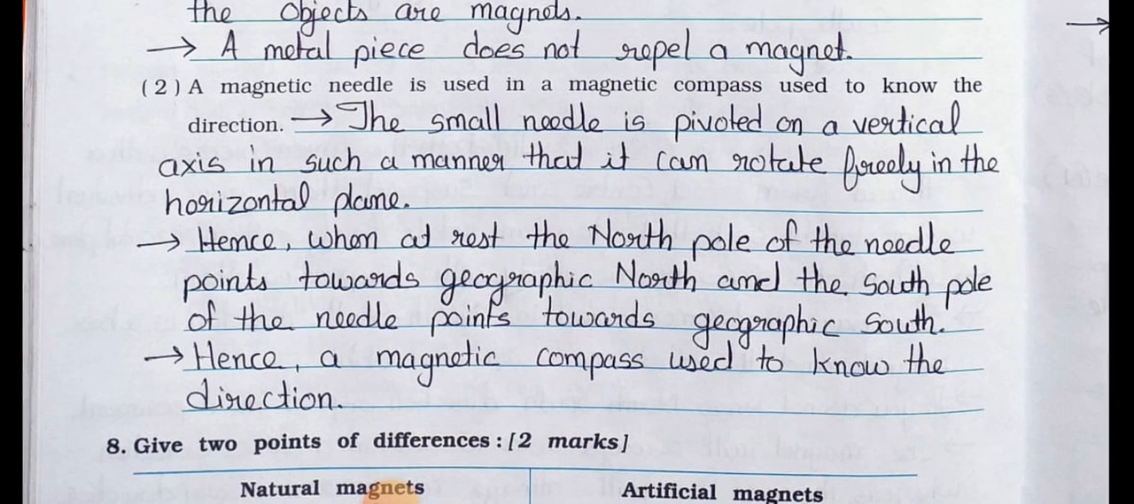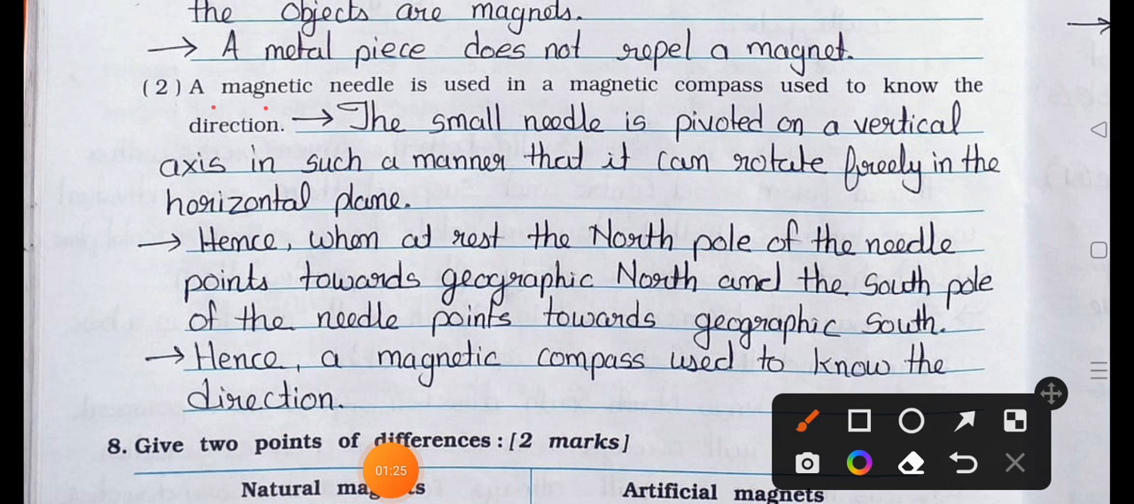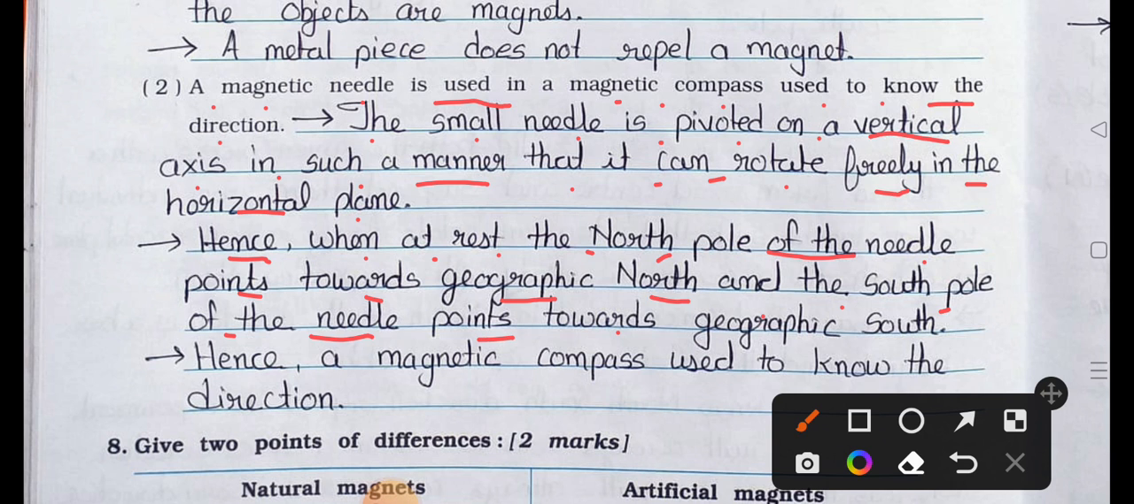See question number 2. A magnetic needle is used in a magnetic compass to know the direction. Answer: the small needle is pivoted on a vertical axis in such a manner that it can rotate freely in the horizontal plane. Hence, when at rest, the north pole of the needle points towards geographic north and the south pole of the needle points towards geographic south. Hence, a magnetic compass is used to know the direction.